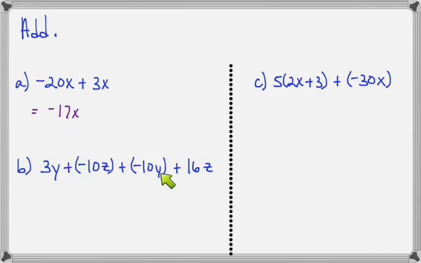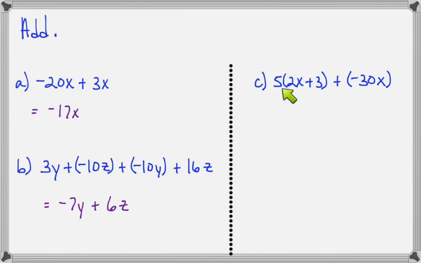Alright, here's another one. Again, I have y terms and z terms. We do them separately. I have positive 3 and negative 10. So together they are going to make negative 7, and those are y terms. Here I have negative 10z and positive 16z. Those are also different signs, so I'm going to subtract 10 from 16 and get 6. And the 16 is larger and it's positive, so it's going to be plus 6z.